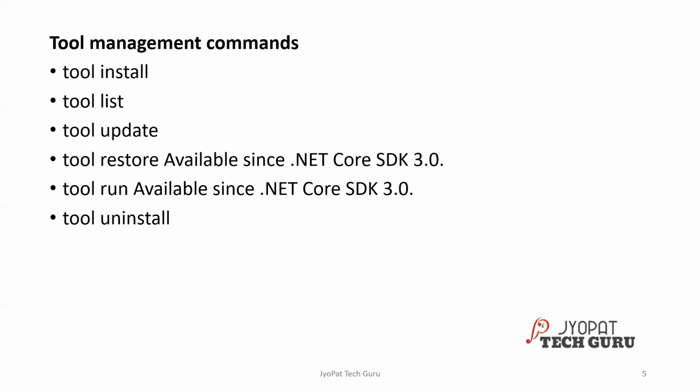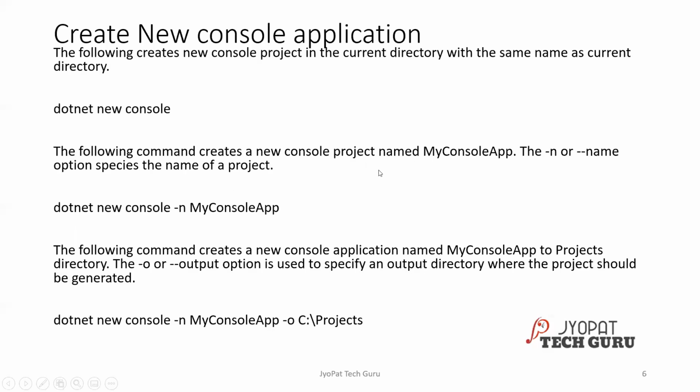We have tool install, tool list, tool update, tool restore available since .NET Core SDK 3.0, and tool run available since .NET Core SDK 3.0. And if you don't want that particular tool, you can go ahead and uninstall it. So let us see how to create a new console application.